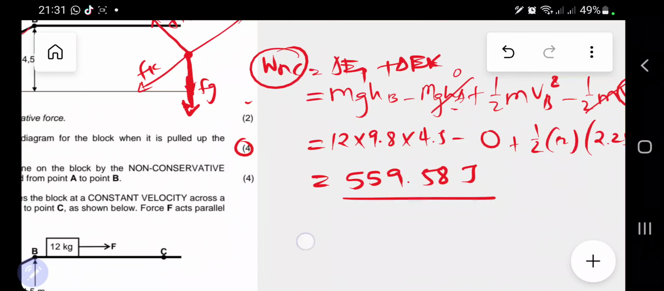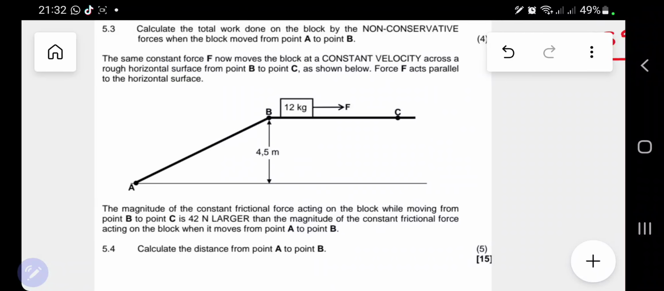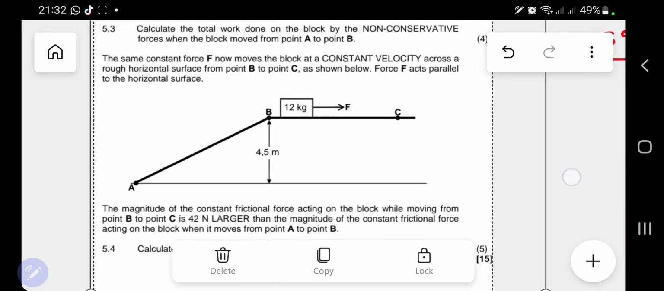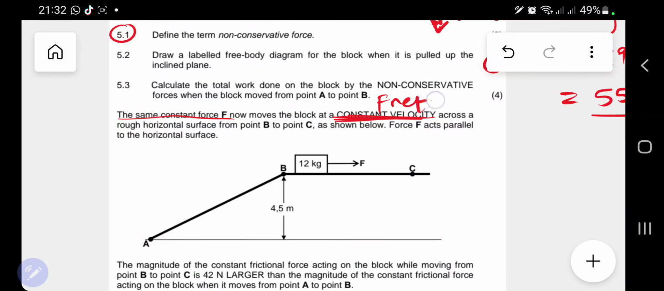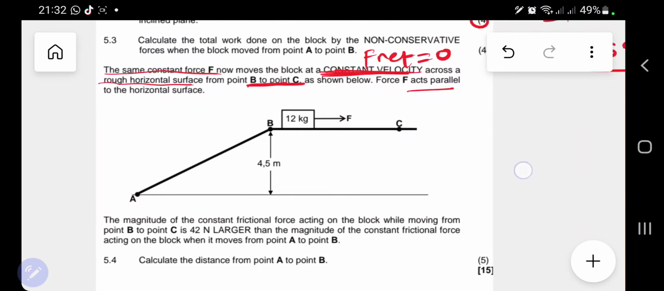The leading statement for 5.4 says the same constant force F now moves the block at a constant velocity. What does this mean? According to Newton's second law, we know that F net equals 0 there, across a rough horizontal surface from point B to point C, as shown below. Force F acts parallel to the horizontal. That one is very much important as well.